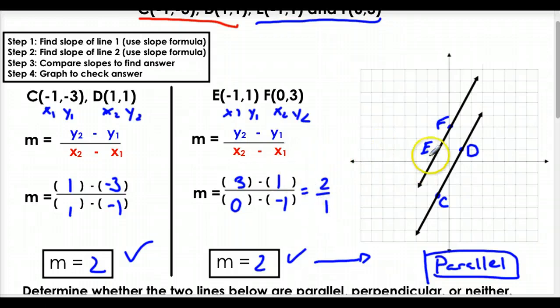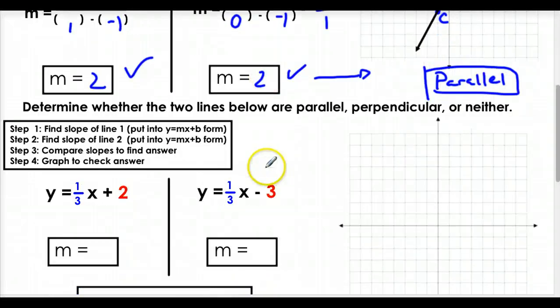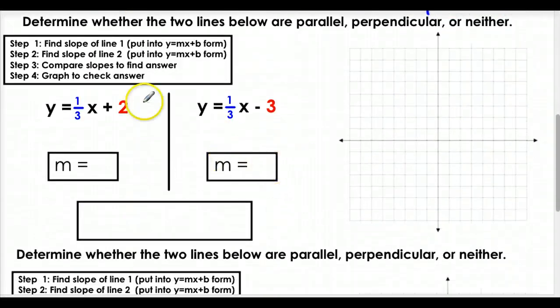So that confirms it. If the slope formula didn't work for you, you could even count the slopes and see if the slopes are the same. However you want to do it, that's up to you. So let's try a different one.